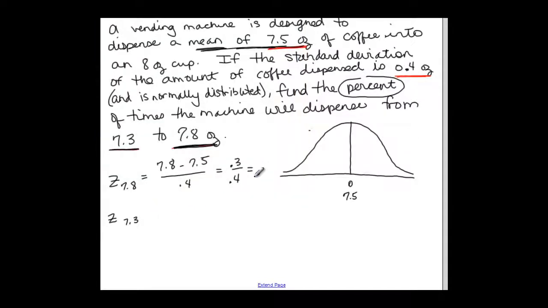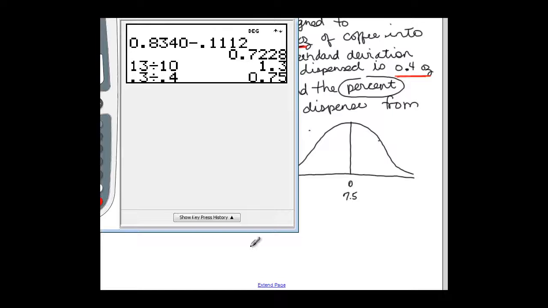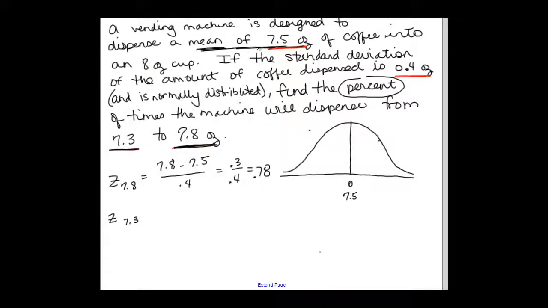So the z-score for the 7.8 ounces is 0.75. Let me go back. Our calculator gave 0.75. So here we've got a z-score of 0.75 for the 7.8 ounces of coffee. And then 7.3, let's find the z-score for that one.